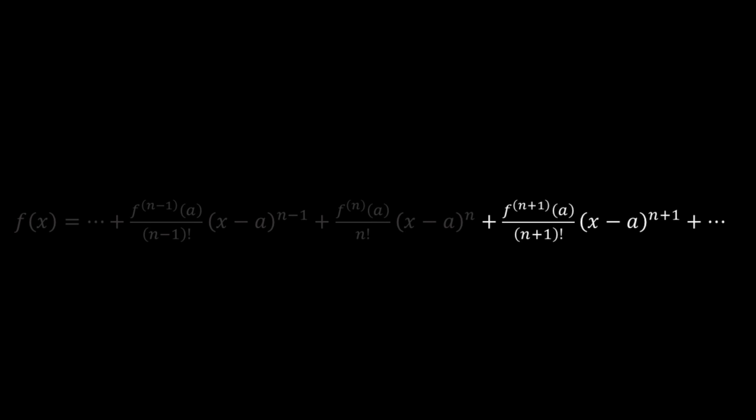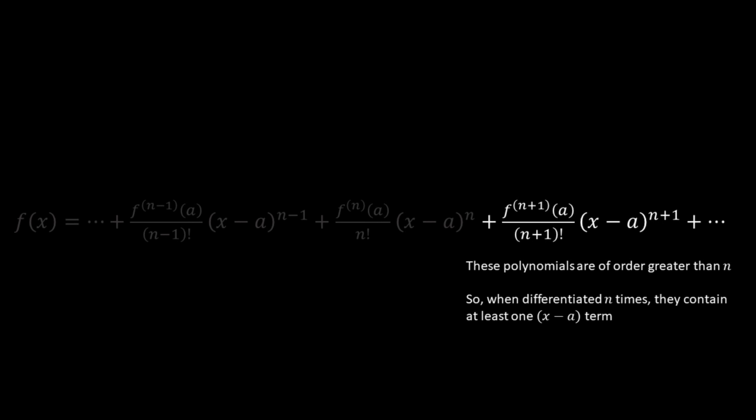Well, since they have order greater than n, when we differentiate them n times, we will have at least one power of x minus a. So if we consider the value of these terms at the point x equals a, we have at least one term, a minus a, which is 0. So all these terms to the right also vanish.